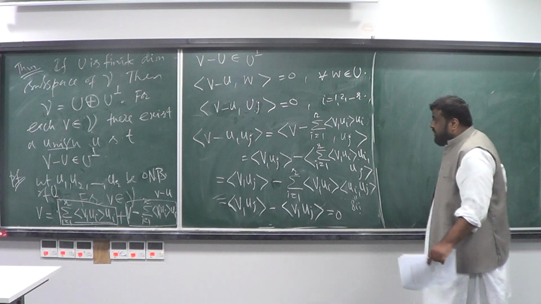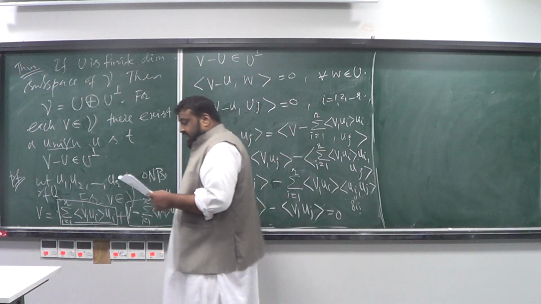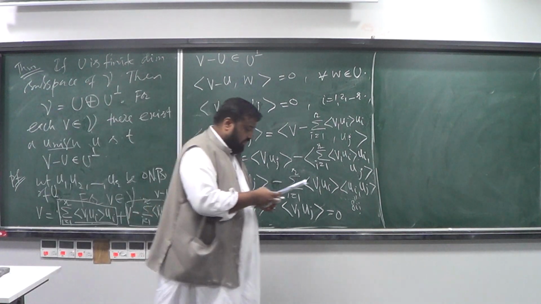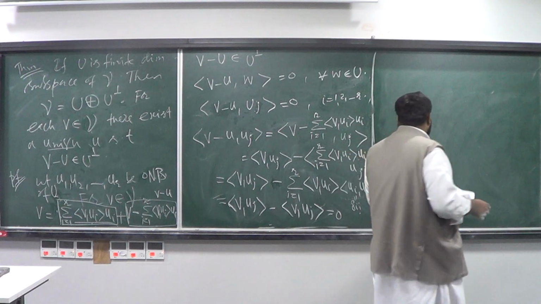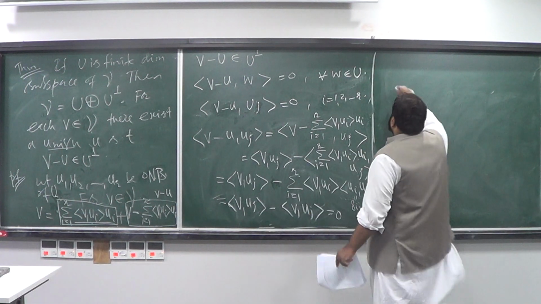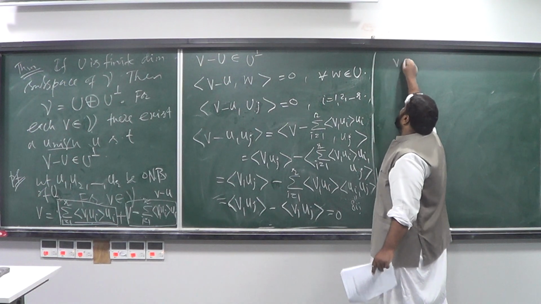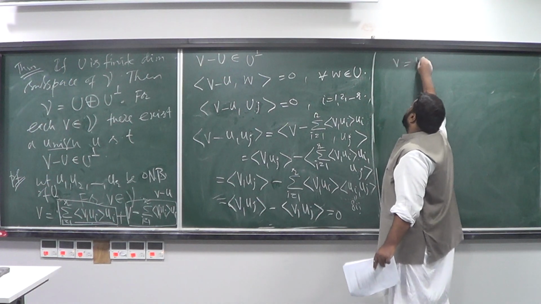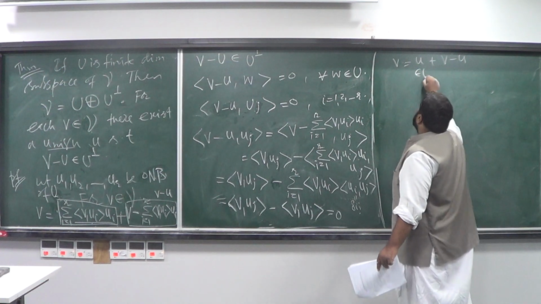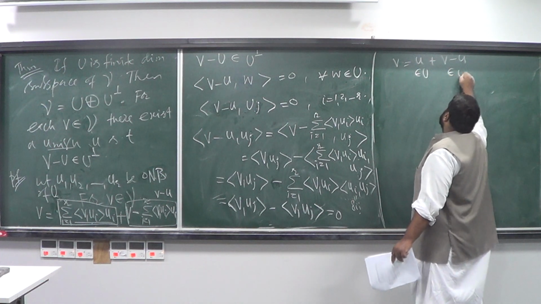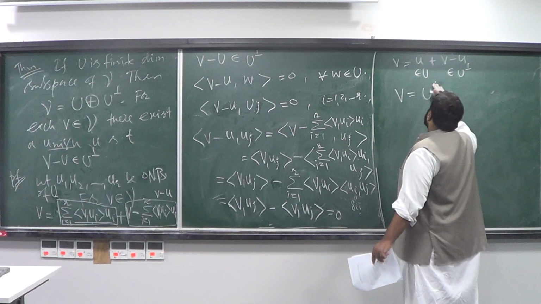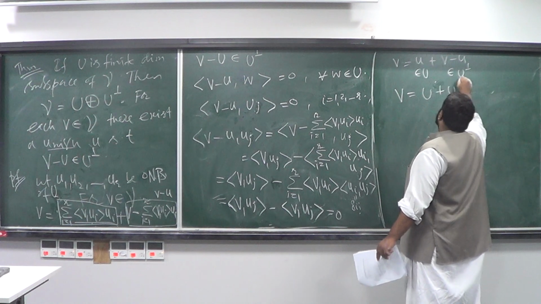The next step would be to show that every element in V can be written as U plus V minus U, where U is an element in U and V minus U is an element in U perp. Hence, V is equal to U plus U perp.